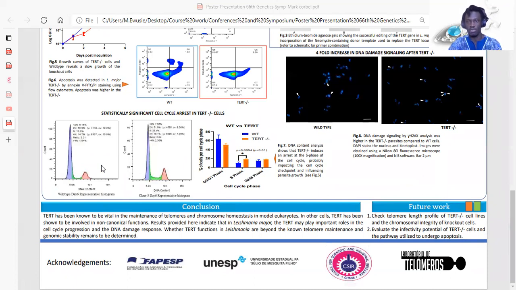We hope to find more data on the effectivity of the parasite by looking at the TERT knockout against the wild type again.